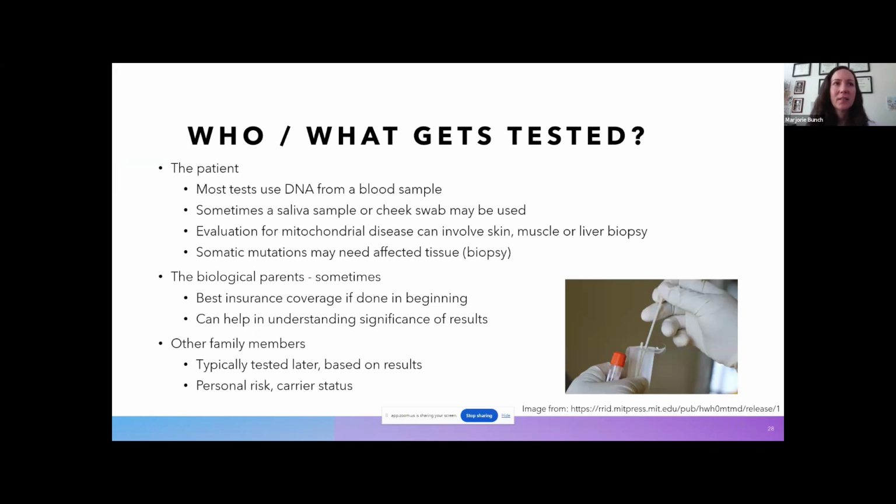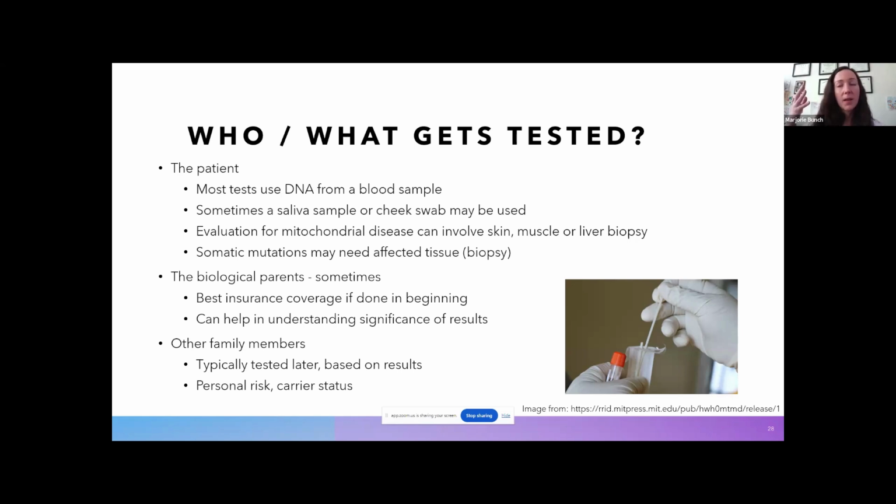So who or what gets tested? In medical tests, we usually think of blood, and most people probably provide blood samples, but you can actually get good DNA samples from saliva or cheek swabs. So a lot easier for people to do at home, and then they mail it directly into the company. If someone's having an evaluation for mitochondrial disease, they could do blood or a cheek swab, or actually skin, muscle, or liver biopsy. And then if somebody has a somatic mutation, that may mean the actual tissue affected needs to be sent in.